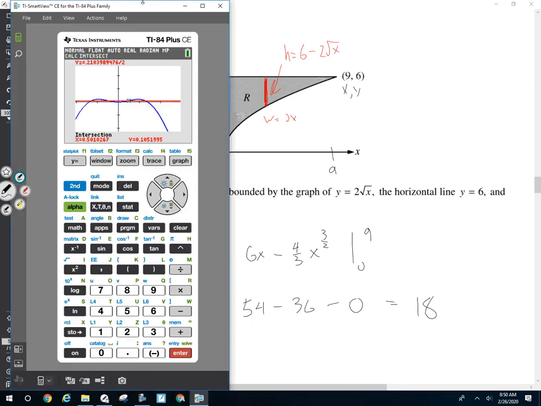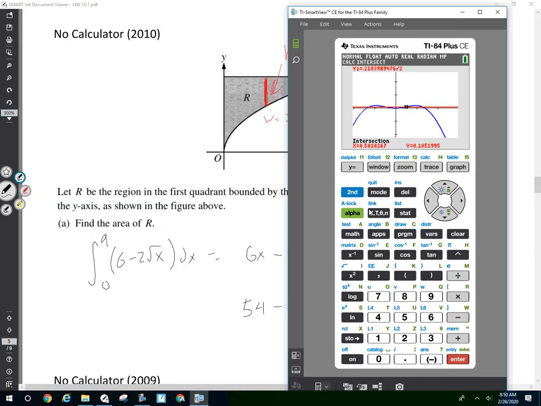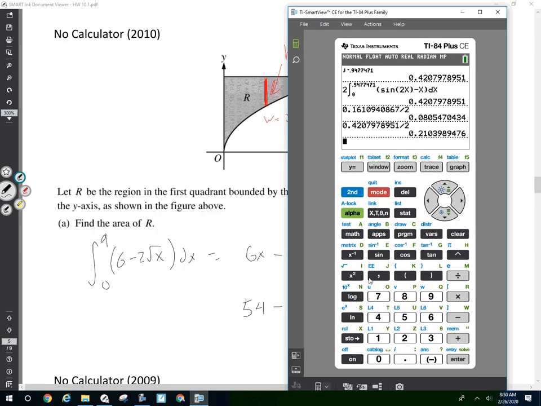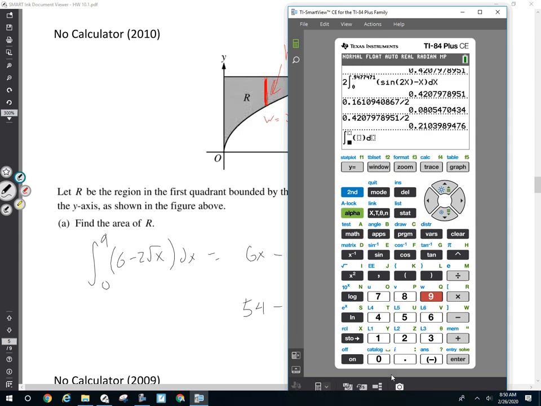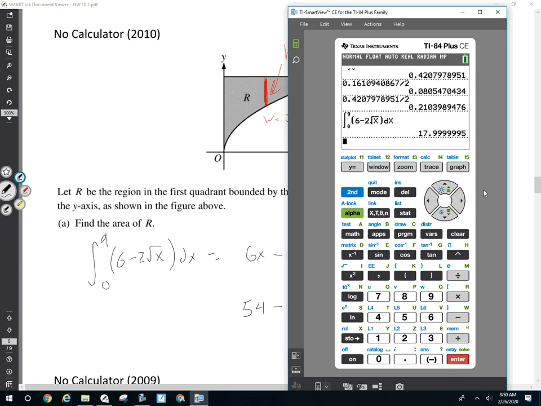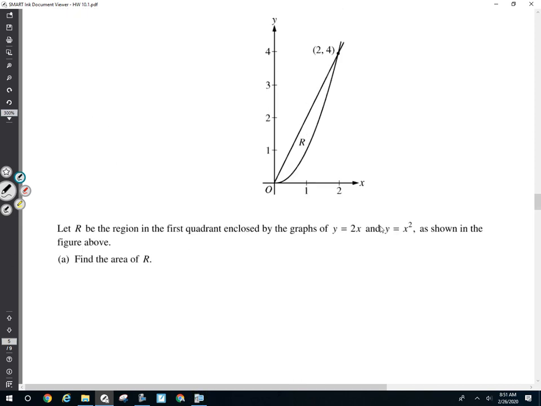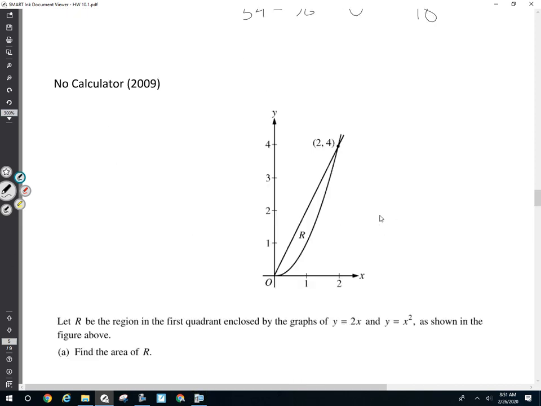Okay, and you can check that. 18. Remember, our calculator approximates. That's what it does. All right. Another one.